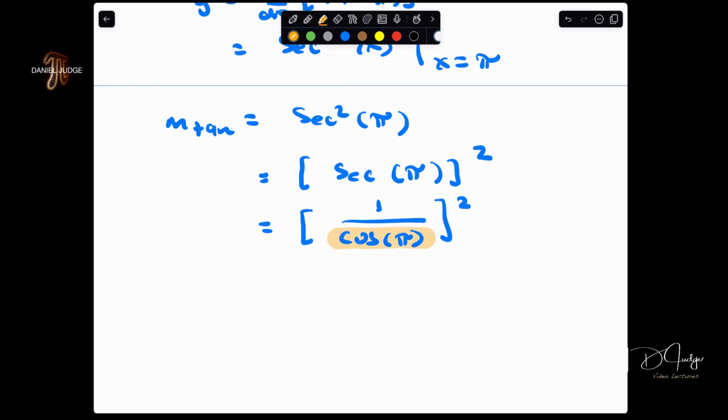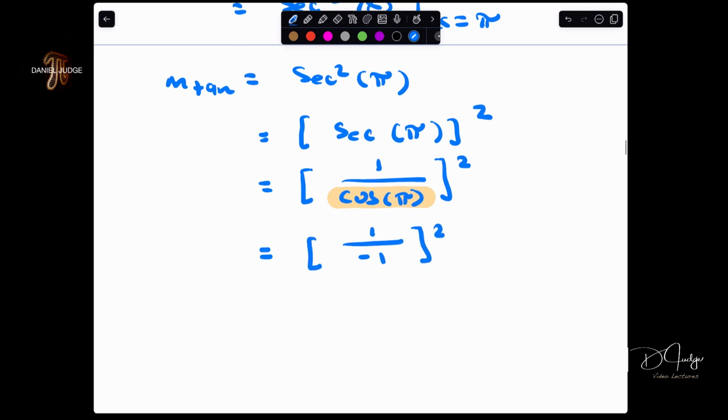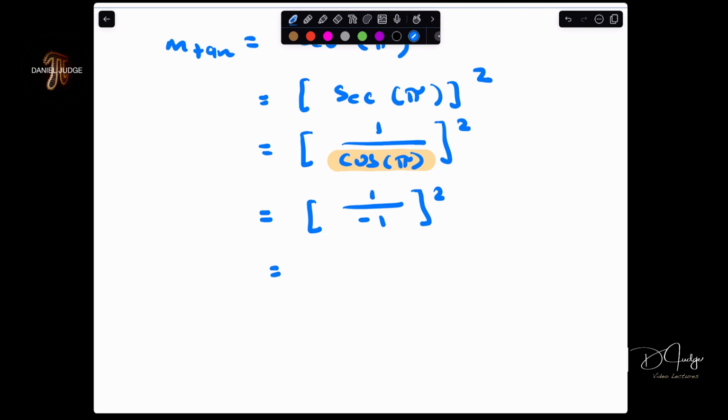Cosine of pi. So you're going to have to deduce this, maybe knowing how the cosine curve looks. I talked about this in my trig course today. Cosine of pi is actually -1. So 1 over -1 is +1. +1 squared is 1. So now, ladies and gentlemen, we found M tangent to be simply +1 here.